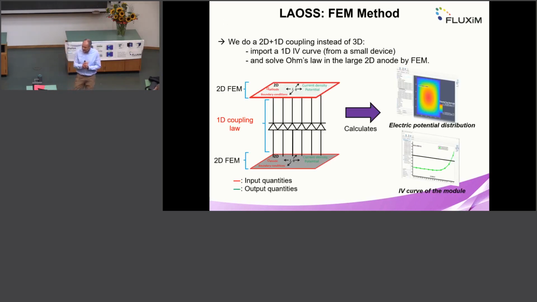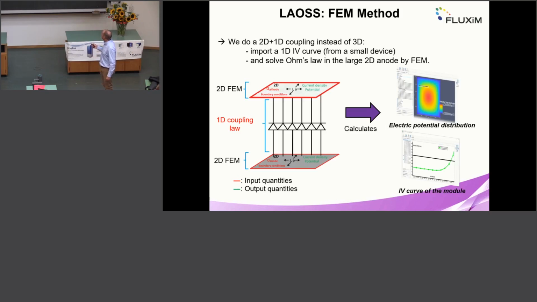And the concept here is we don't do a three-dimensional simulation, but rather we do coupling of two 2D domains. In each of the 2D domains, we consider electrical conductivity, but for the thermal module, also the thermal conductivity. And then we have a separation of the two 2D domains, which represent the two electrodes. And this separation is the semiconductor stack, which is being described by a JV coupling law, current density versus voltage. That's the law we have to import.